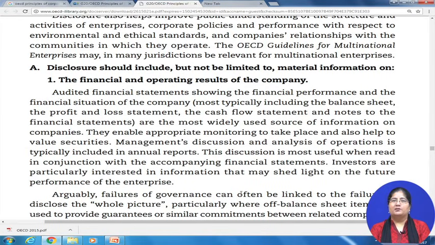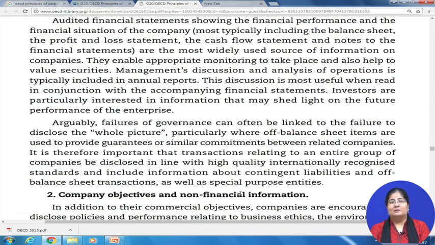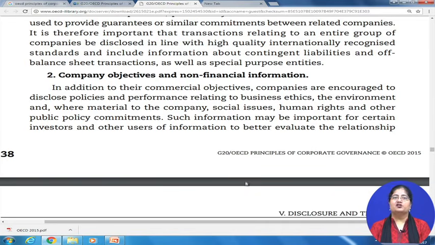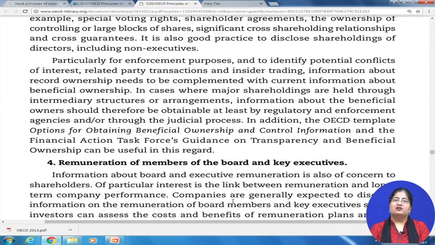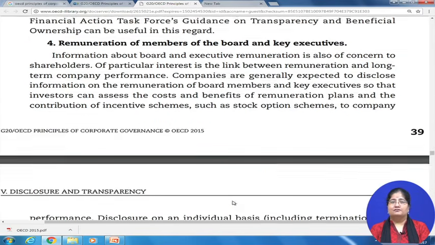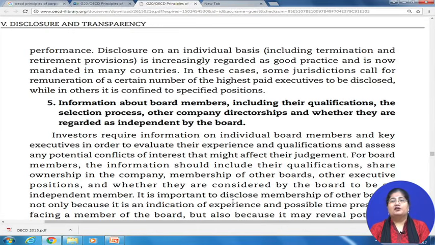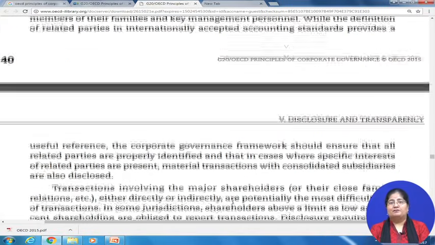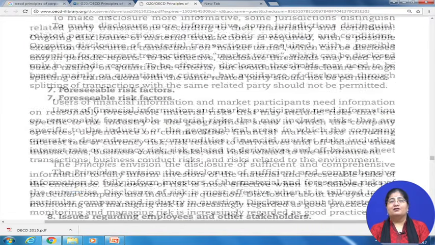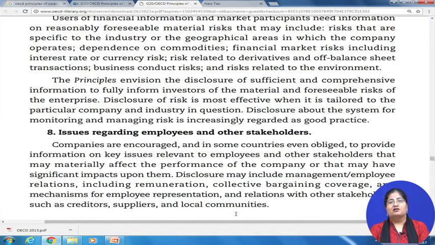Disclosure should include but not be limited to material information on: one, the financial and operating results of the company, company objectives and non-financial information; major share ownership including beneficial owners and voting rights; remuneration of members of the board and key executives; information about board members including their qualifications, the selection processes, other company directorships and whether they are regarded as independent by the board; related party transactions, okay, and foreseeable risk factors, issues regarding employees and other stakeholders.